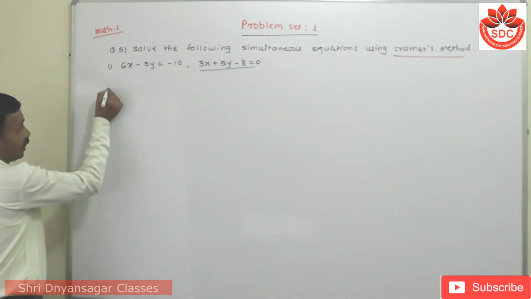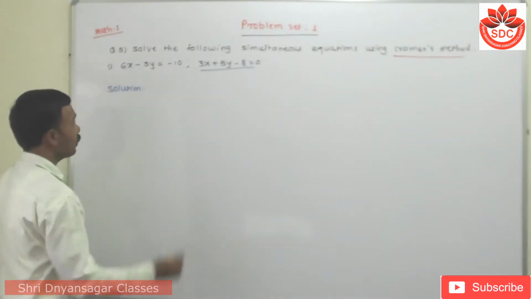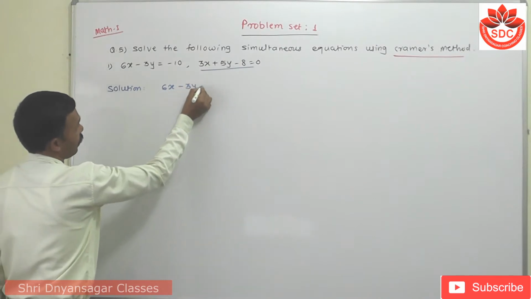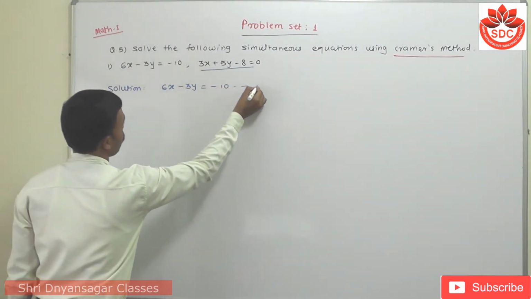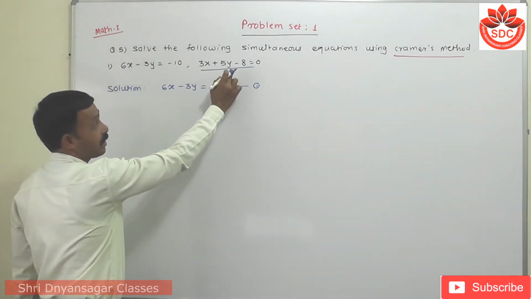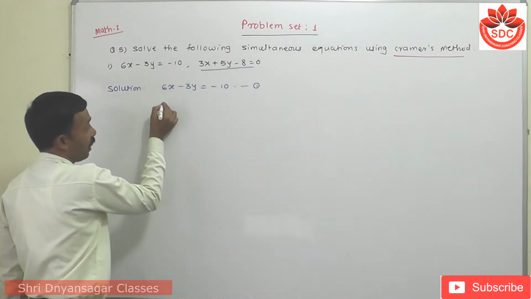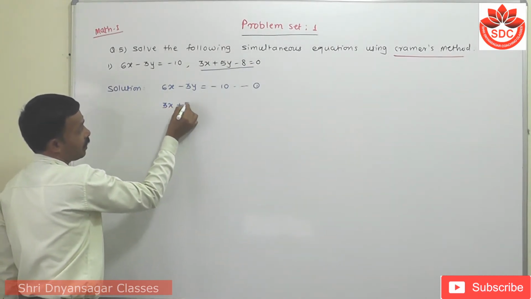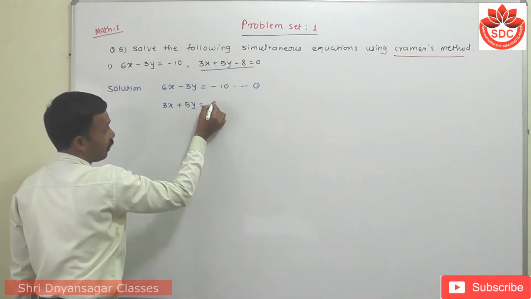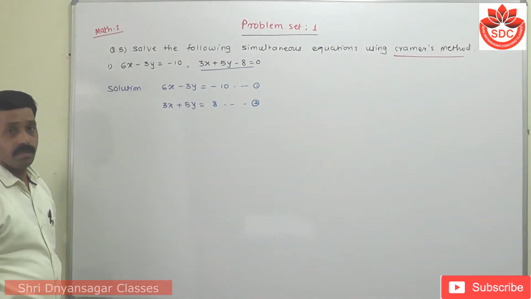So our solution is: the first equation is 6x minus 3y is equal to minus 10. Suppose that this is your equation number first. Now I directly take this in standard form. This second equation is converted such that I write here 3x plus 5y is equal to minus 8, transposed to the other side, converted as plus 8, so that this is our equation number second.